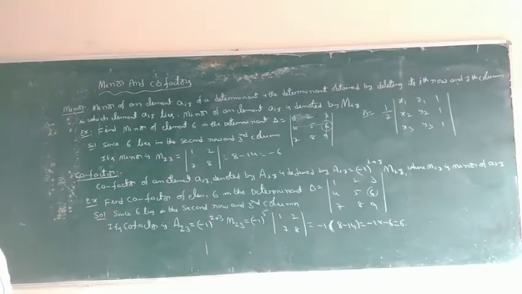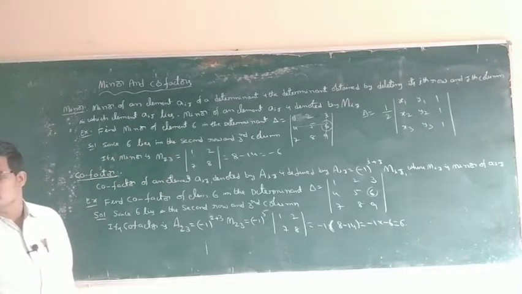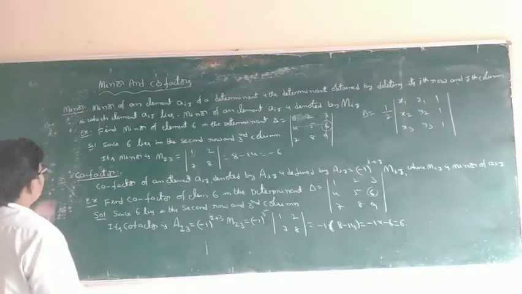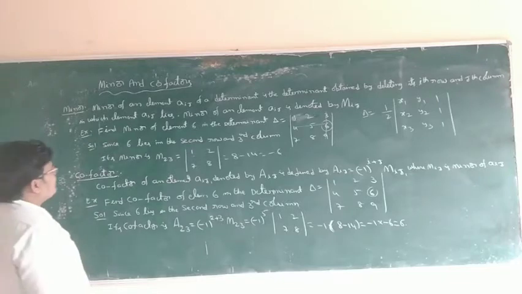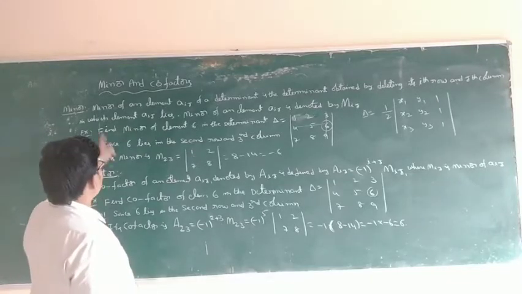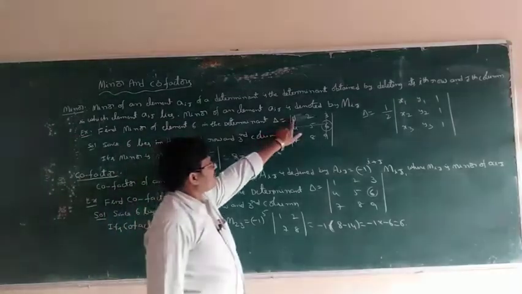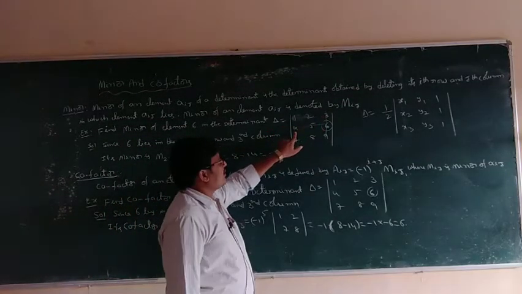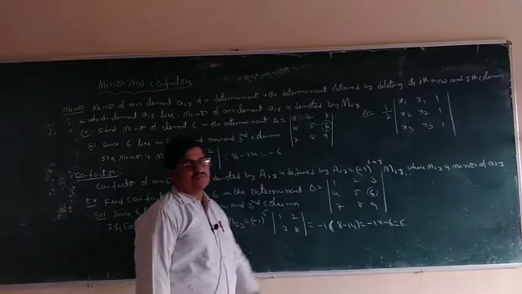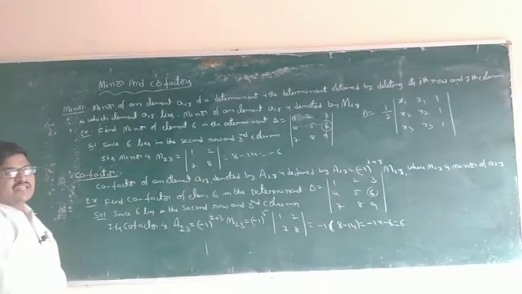So here let us go to the next topic, minor and cofactors of a determinant. Minor of an element aij of a determinant. First, the minor definition. What is the minor definition? Minor of an element aij in the matrix, with elements a11, a12, a13, a21, a22, a23 and so on. aij means ith row, jth column.